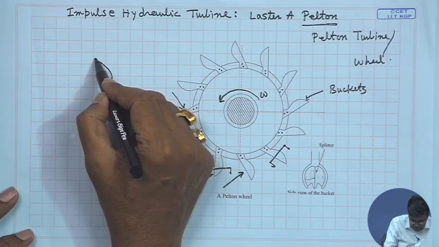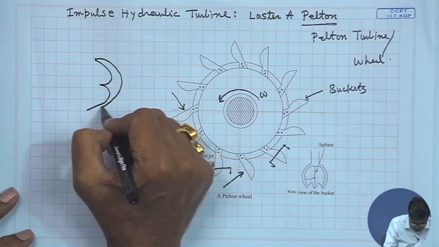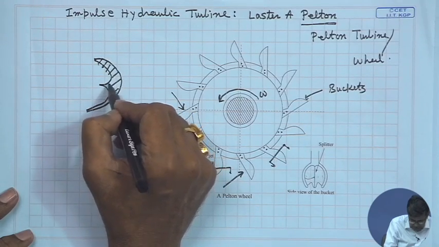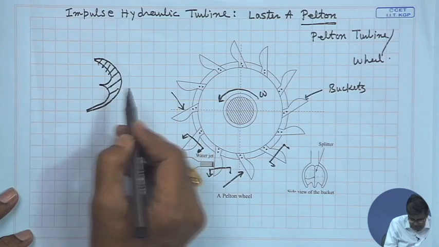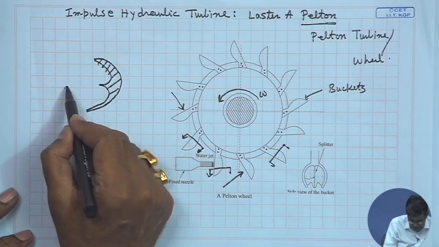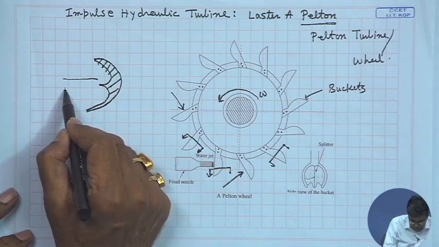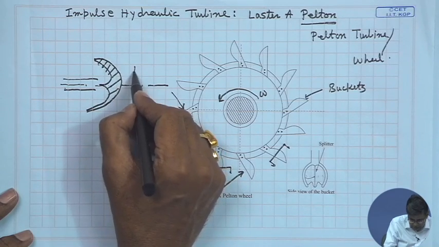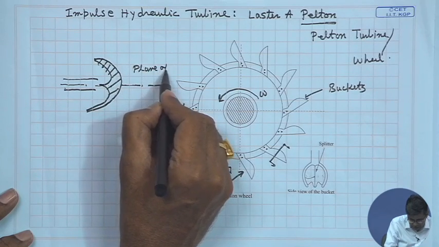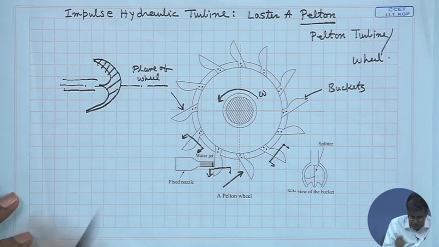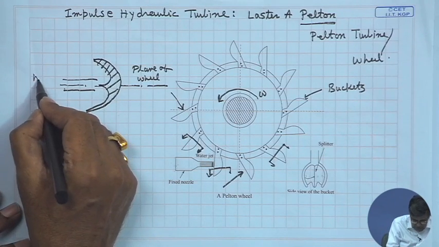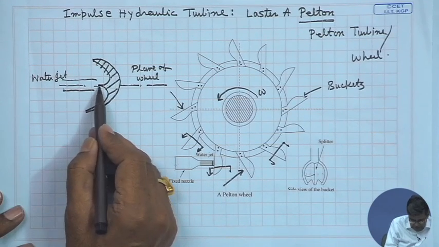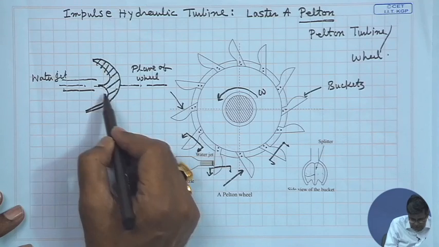It is like this. The bucket is like this. This is the splitter ridge, this is the bucket, and the water jet is directed like this, and this is the plane of the wheel. This is the water jet coming from the nozzle, and it comes here and it is divided into two parts.